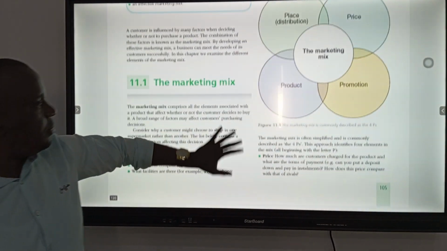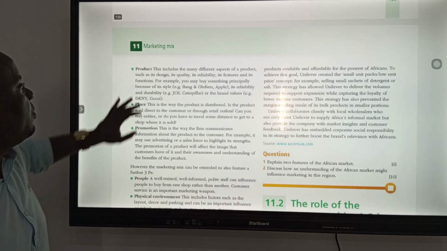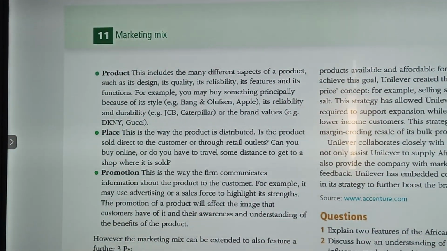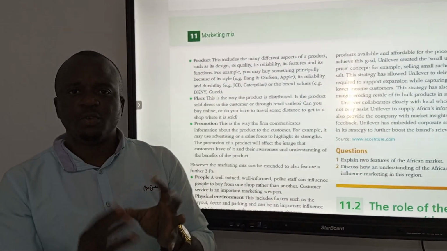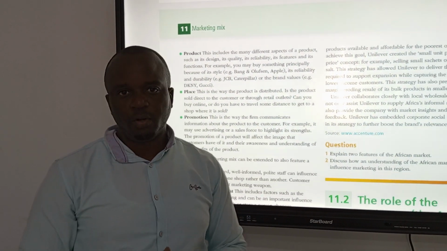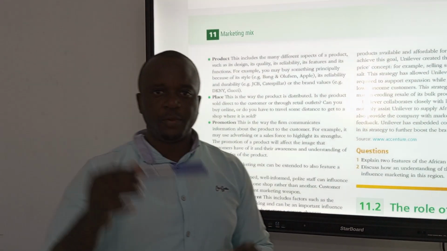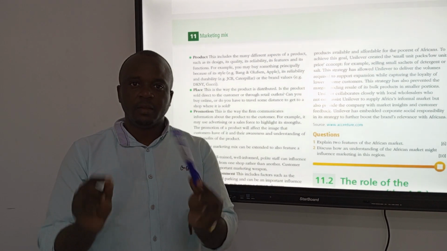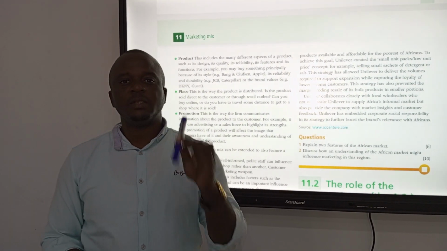Now, when we start from the first, we talk about the product. They say this includes many different aspects of the product, such as the design, the quality, the reliability, the features, and its functions. What does it mean? All these features are what make up the brand of the product. For example, if I have this marker with me, in this marker there is the aspect of the design, the quality, the reliability, and the function.